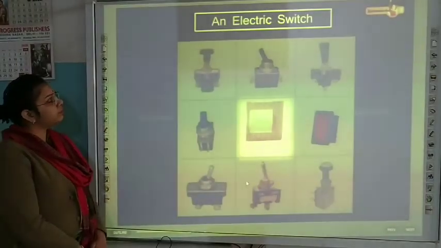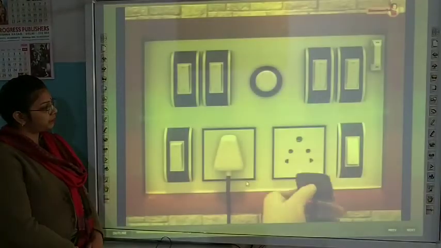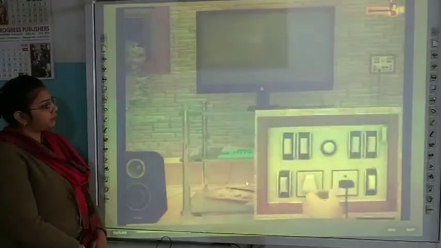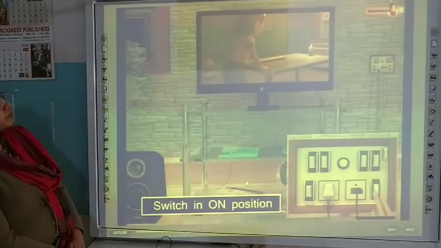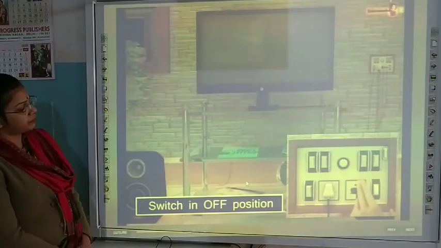An electric switch. It is a device which is either used to complete or to break the electric circuit.